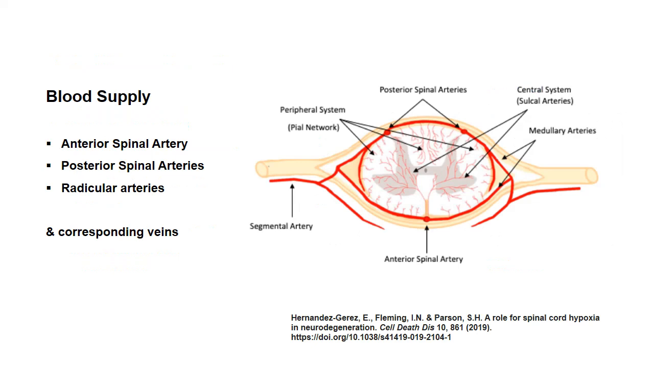Blood supply of the spinal cord is critical. The spinal cord is nourished by one anterior spinal artery supplying the front two-thirds, two posterior spinal arteries supplying the posterior third, reinforced by the radicular arteries from segmental vessels like the vertebral, intercostal, and lumbar arteries.